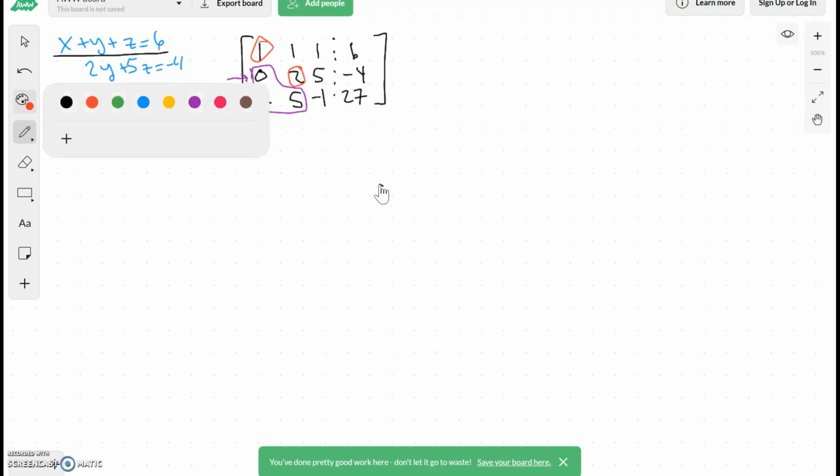So the first thing that I want to do is get rid of this 2 right here. Okay, so what am I going to do? I'm going to use this 1, right? And usually we want this to be a 1. If not, we can just switch rows, right? So how am I going to get rid of this 2? Well, I have to multiply this top number by a minus 2, because if I multiply this entire row by a minus 2 and I add it, then this is going to make it into a 0, right?